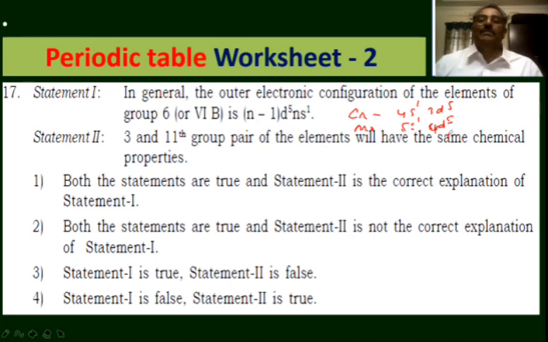There is a deviation from the Aufbau principle. We already discussed that this deviation is in order to give maximum stability by having more number of unpaired electrons. So this is true. The second statement is, third and 11th group pair of elements will have the same chemical properties. This is not true. This is false. The properties of third group elements are different from the properties of 11th group elements, as their outer electronic configurations are different. So the first statement is true, the second statement is false. So the third option is the right option here.